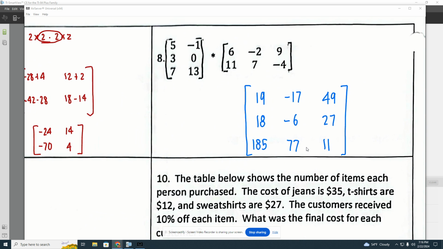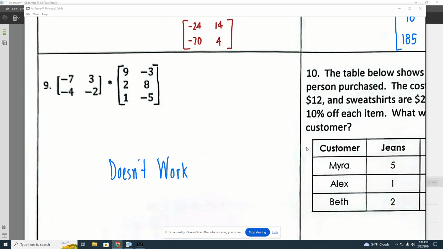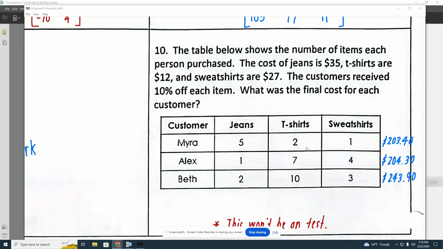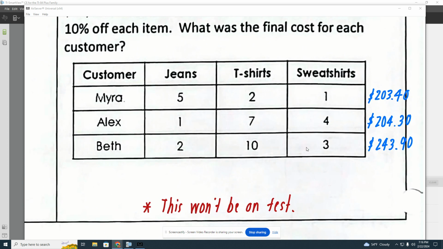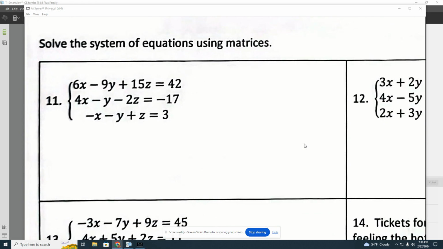Now number 8, that'll be on the multiple choice portion on the Chromebook. You'll be able to use your calculator. Number 9, same. When you tried to type that in your calculator, it didn't work. Number 10, those are the answers, but I did not put one of those on the test, so I want to kind of breeze on through that. If you have a question, you can ask me later. I want to do one of these.